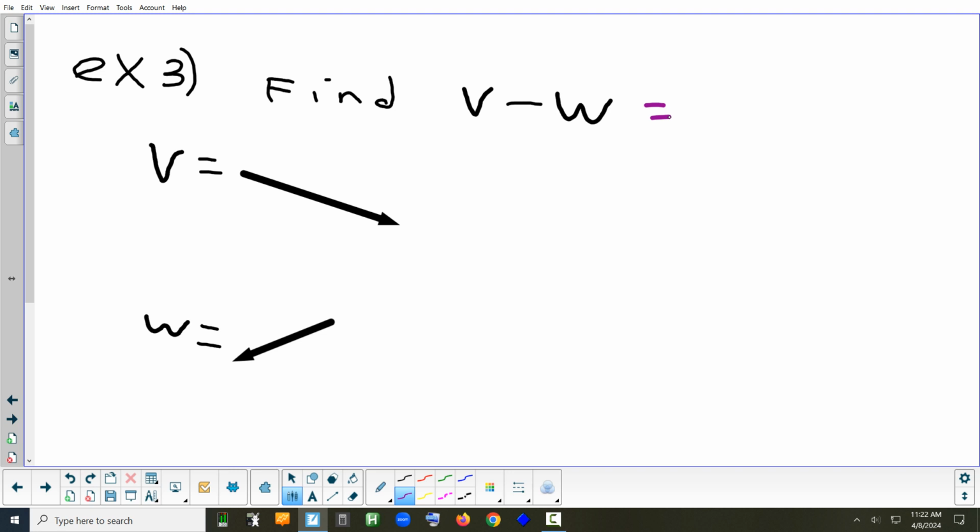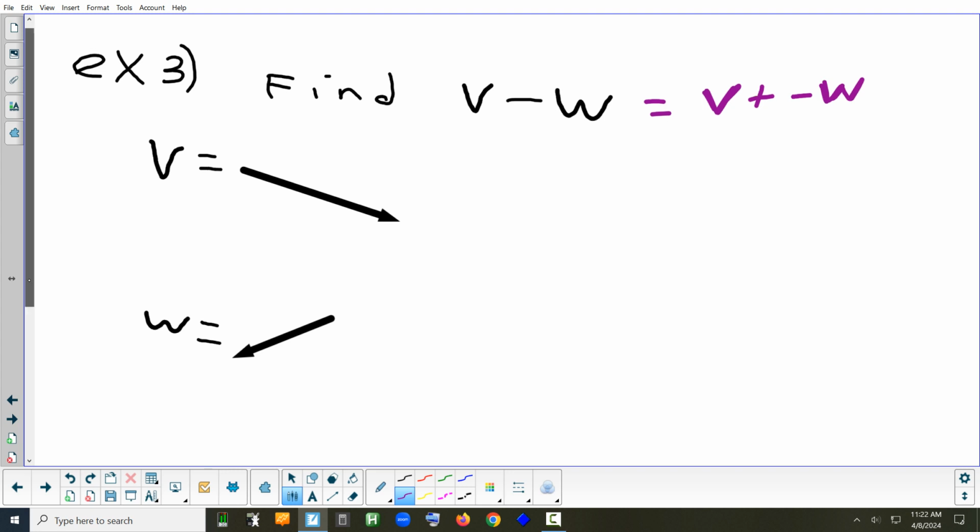Okay. First thing is, instead of thinking of it as v minus w, how are we going to think of that? v plus negative w. So that's the first thing we need. We need to get negative w.